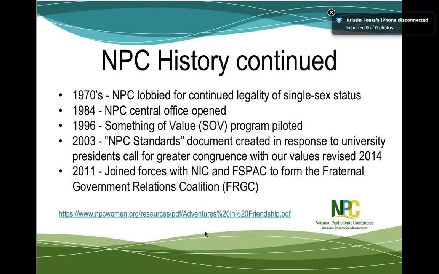If you're familiar with that document, a number of college presidents came together and requested that governing bodies and associations affiliated with fraternities and sororities create guiding standards and guiding policies. Now, obviously, we already had some policies in place, but this really ushered in a new era of much stronger standards with greater structure. Those were revised in 2014.